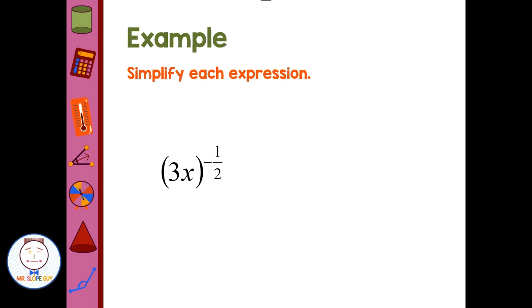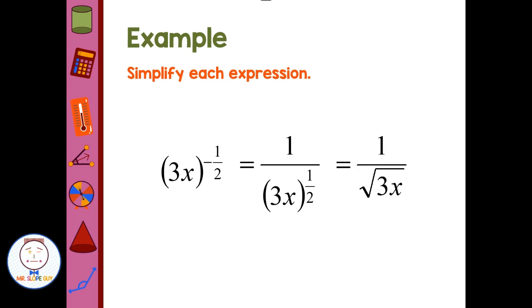What about 3x to the negative 1/2? Oh, I see that negative sign again. Let's apply the law of negative exponents, drop everything to the denominator. Then I have 3x to the 1/2, and I'm starting to see every time I see something to the 1/2, I recognize that anything to the 1/2 is a square root. So I have 1 over the square root of 3x.